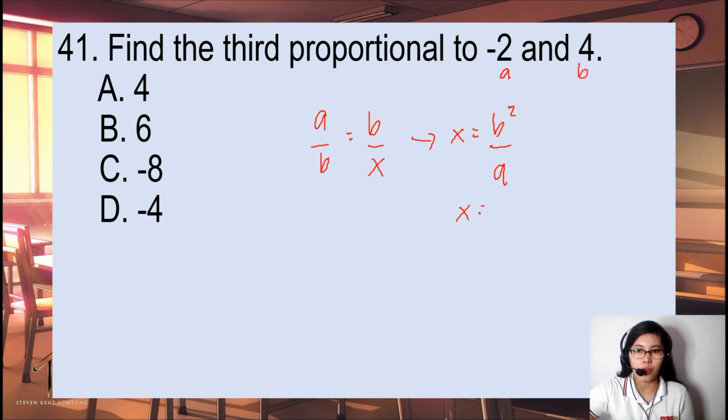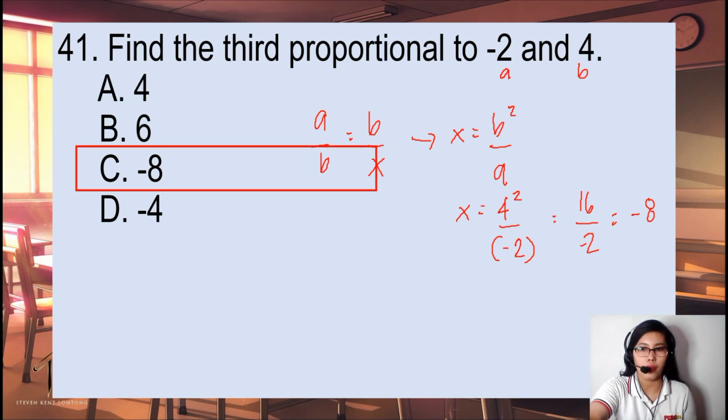So x is equal to 4 squared over negative 2. And that is equal to 16 over negative 2. And that is negative 8. Okay.